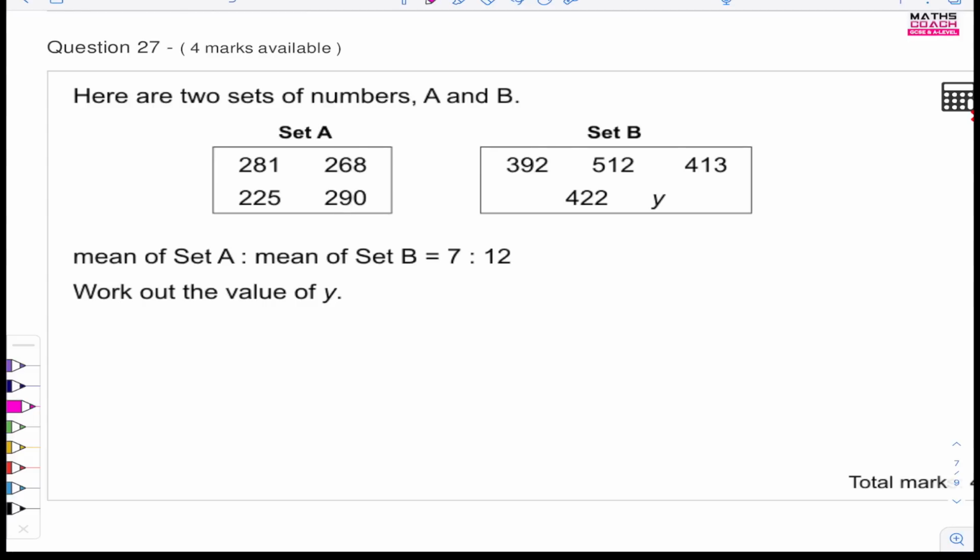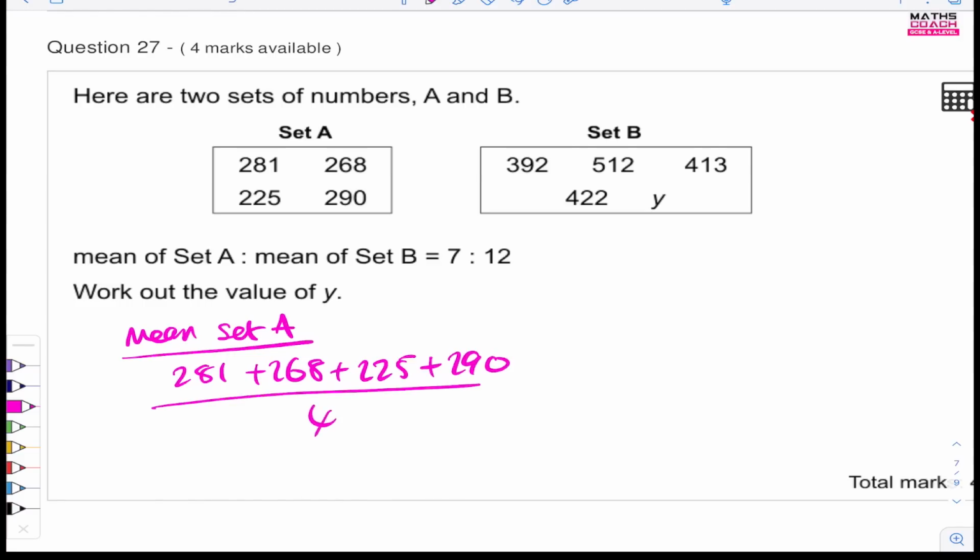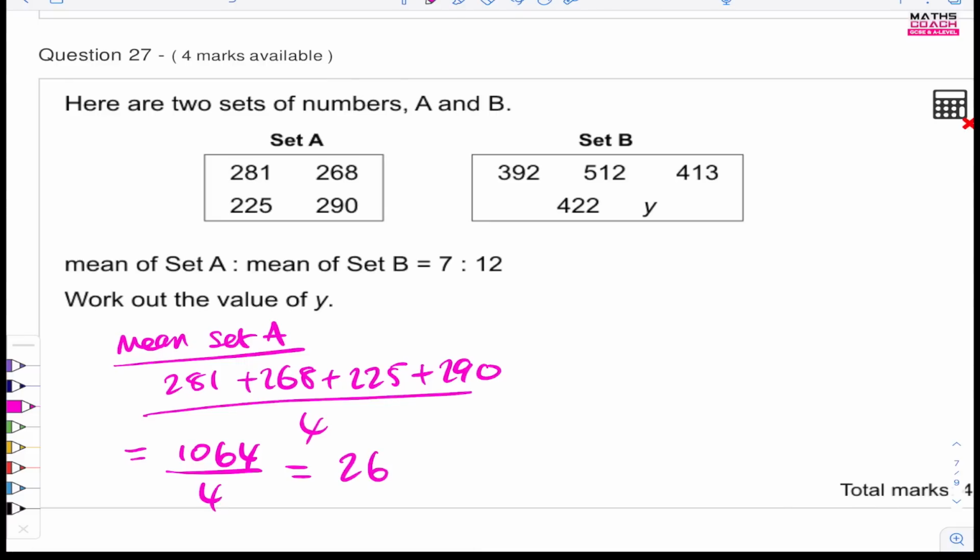So we want to calculate the mean of all these numbers. That's going to be 281 plus 268 plus 225 plus 290, divided by 4. We are going to do the same for set B as well. So to calculate the mean of set A, we do 281, 268, 225 plus 290, divide that by 4. Let's go ahead and work that out. 266 is the mean of A. Let's go ahead and do the same thing for set B.